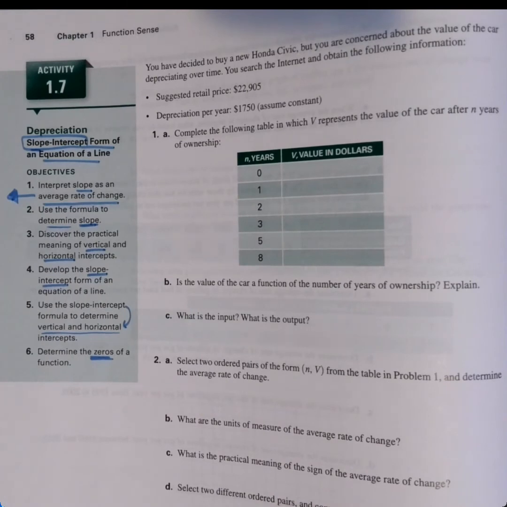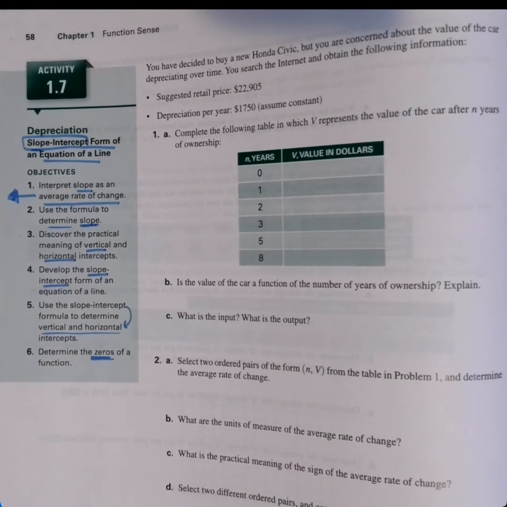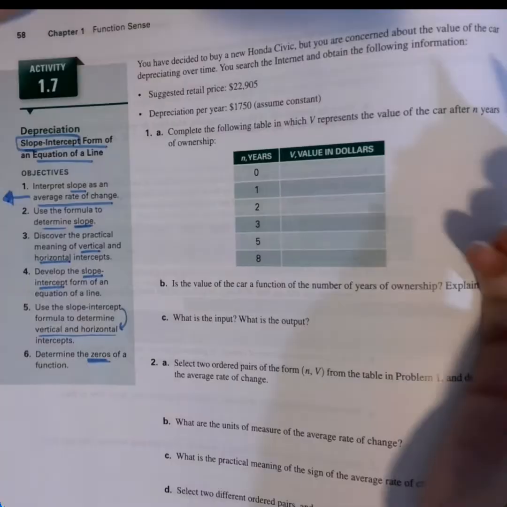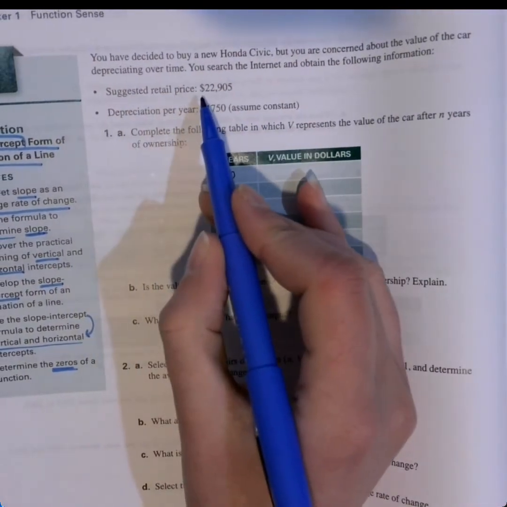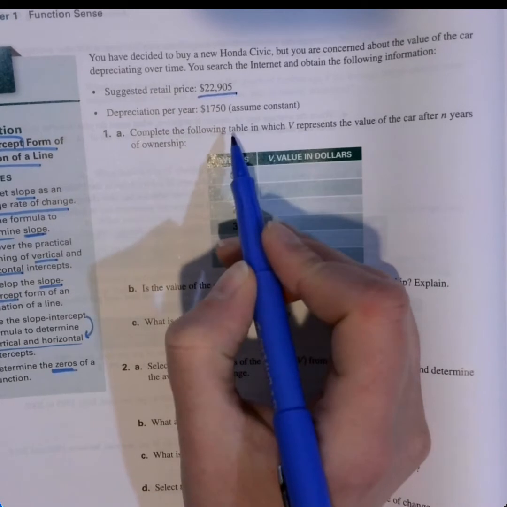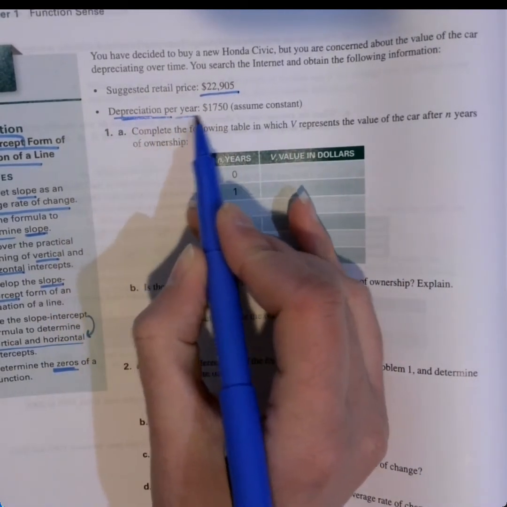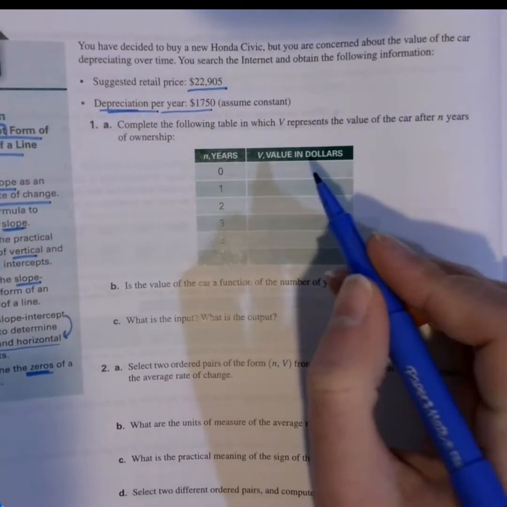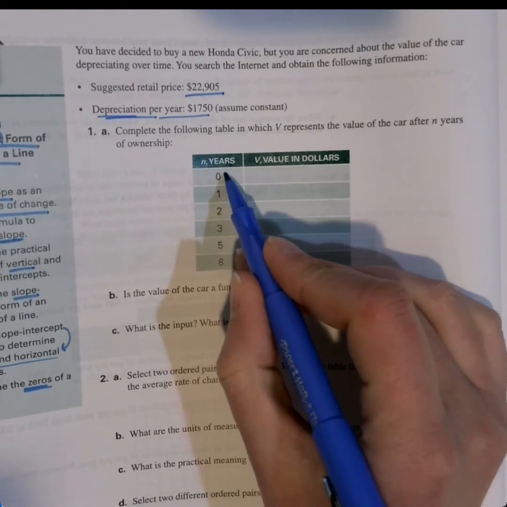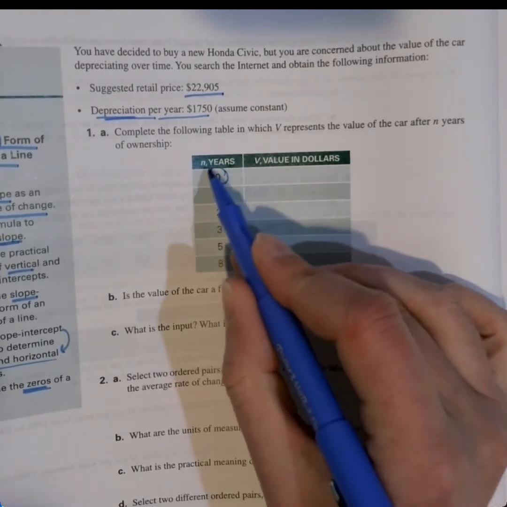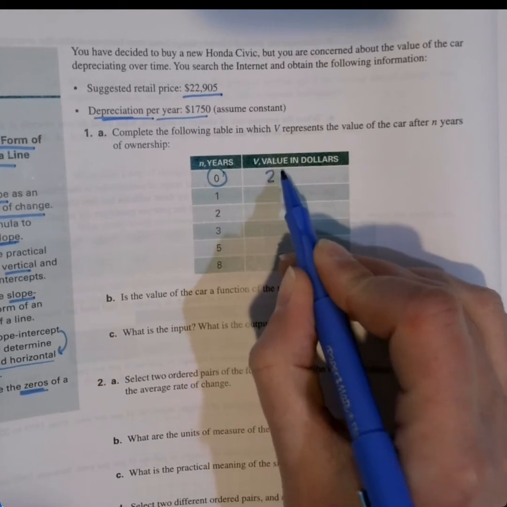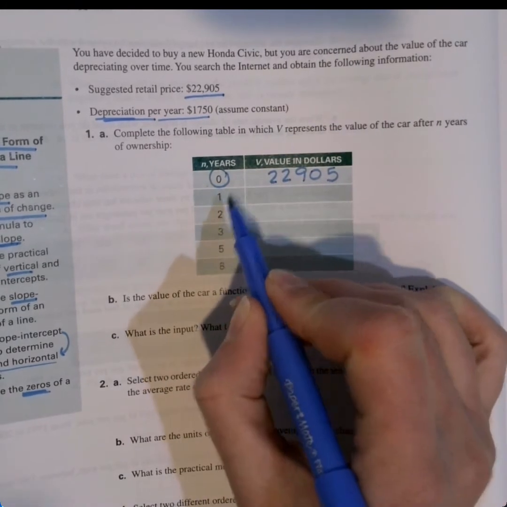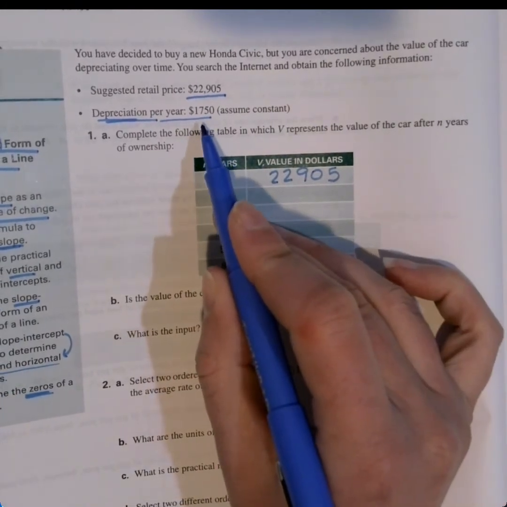All right, so in our first situation here, we decided to buy a new Honda Civic, but we're concerned about the value depreciating over time. So we've researched and discovered that the suggested retail price is $22,905, and it's going to depreciate at a rate of $1,750 per year. So I'm going to fill in this table with the value of the car. Initially, after 0 years have gone by, so when you first buy the car, we know its value is $22,905. But every year, it depreciates by $1,750.